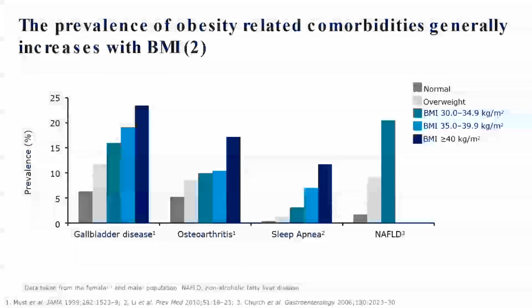So if one looks then at the prevalence of obesity again with BMI, you can see that there's an increase in gallbladder disease, osteoarthritis, sleep apnea, and non-alcoholic fatty liver disease as well.